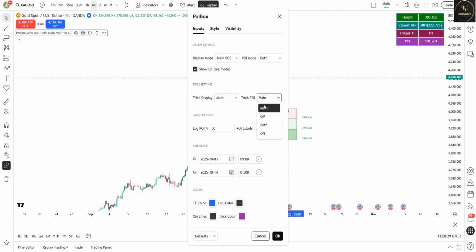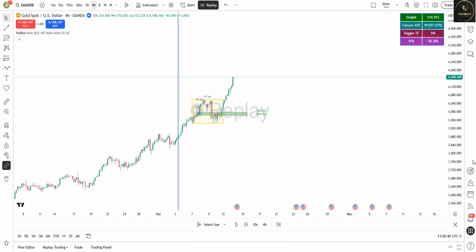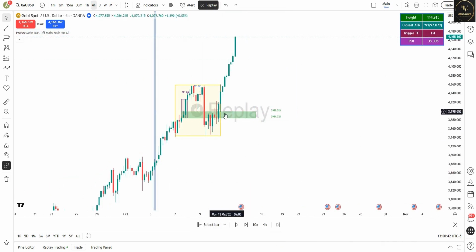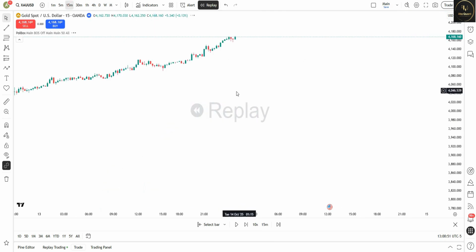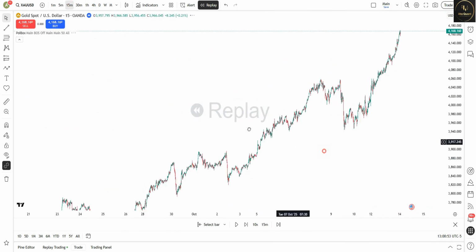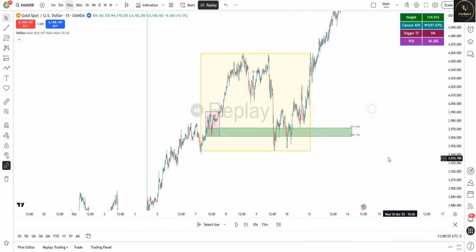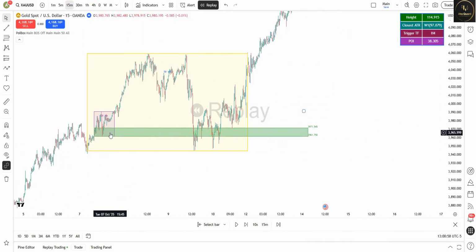That is the main trick, not the auxiliary trick, because we can have it show main or QM or whatever. Now, I set it so that the POI related to BoS isn't shown, but the POIs related to the trick are shown for you. Exactly as you see, this was the area where the trick happened, but in this time frame, it's not clear. But if it has drawn it, but you happen to not see it here, you can change the time frame. In a lower time frame, it will draw that area for you more accurately. Right now, the main trick we had in the market was here.